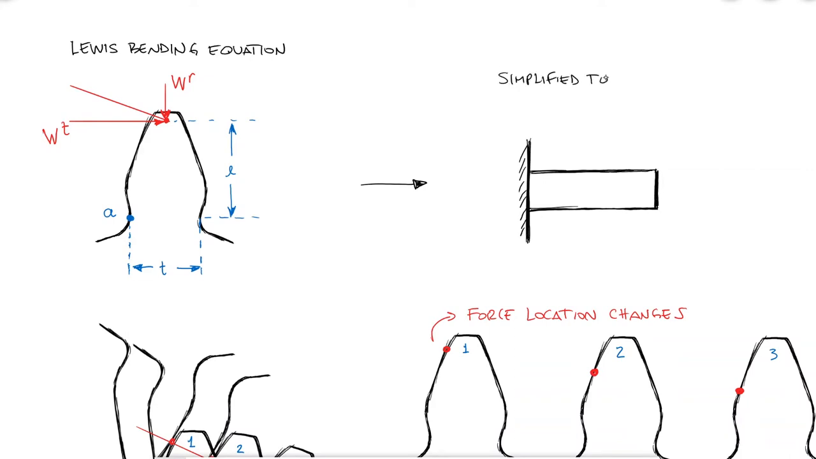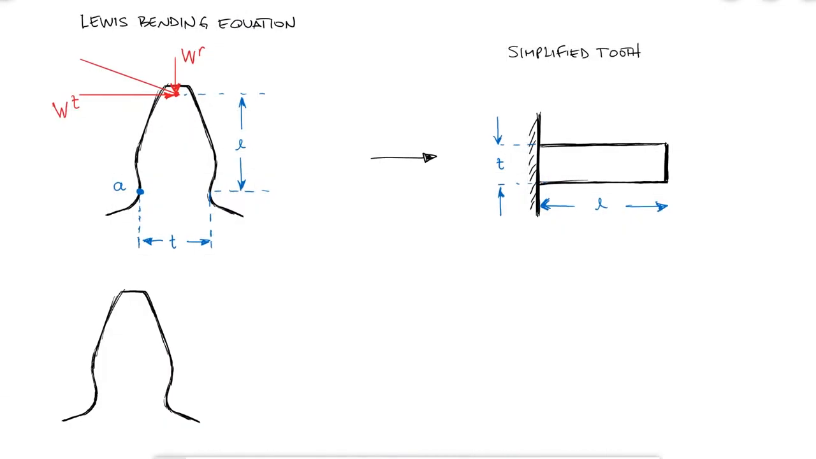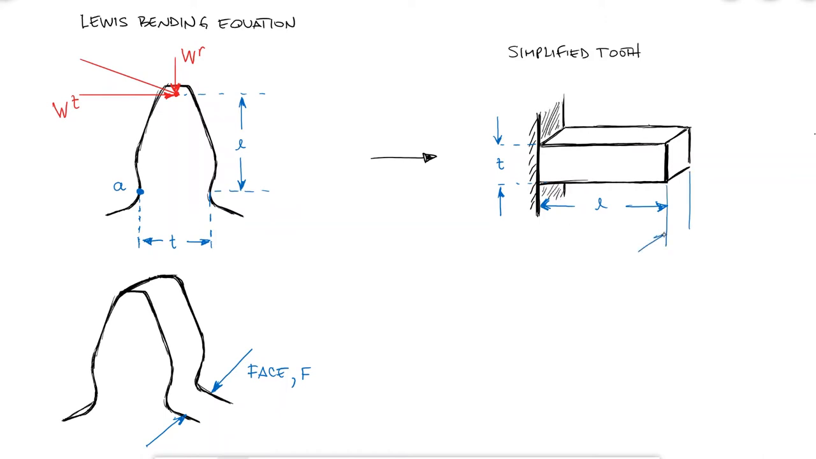The reason we do this is because the tooth is going to be modeled as a rectangular cantilever beam. The cantilever beam will have a length L and a height T. The thickness or depth of the cantilever will be the face of the gear, which I mentioned before when saying that the variable capital F was going to be saved for this instead of using it for all the interaction forces. And the force that would cause the bending of this very simplified tooth would be the tangential force WT.